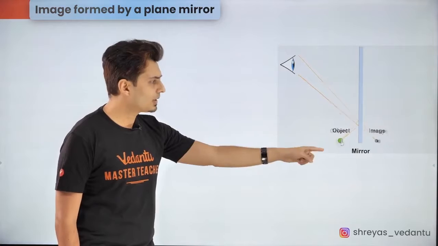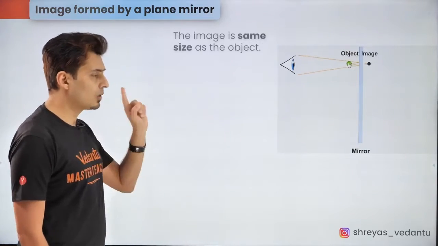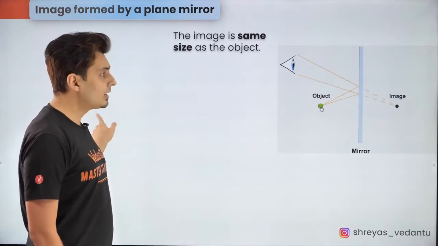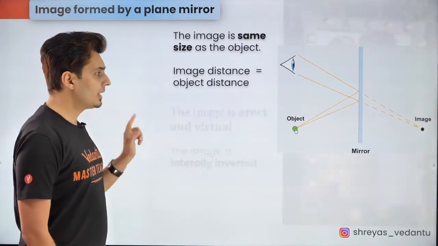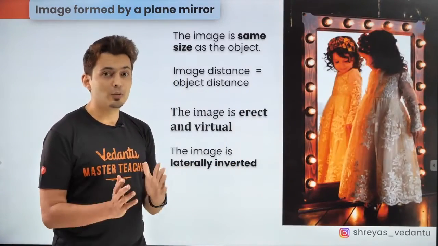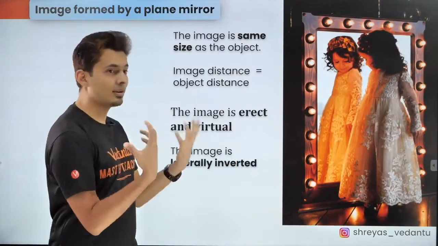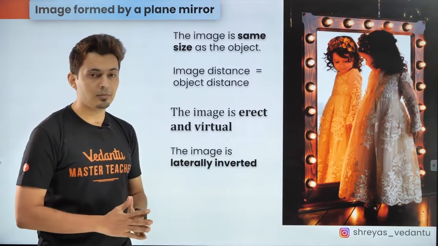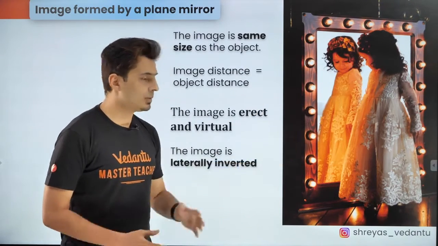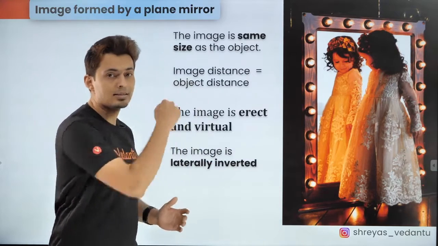Now let's discuss the different properties of the images formed by a plane mirror. Like you can see over here, the image size and the object size are always the same. Not just that, the image and the object are equidistant from the mirror. Also remember that the image formed by a plane mirror is virtual. That means you cannot go behind the mirror and find the person behind you. Not just that, it's erect and it is laterally inverted. That means the left of the person is the right of the person inside the mirror.